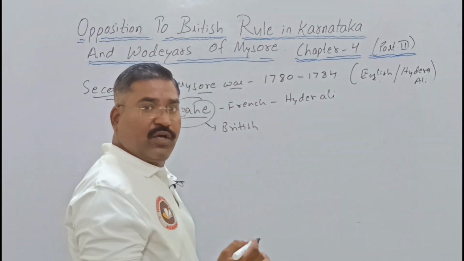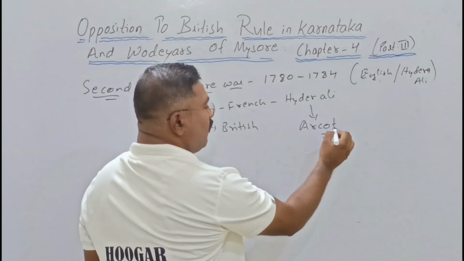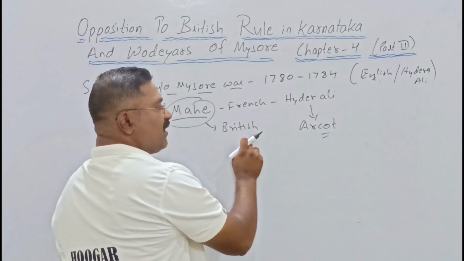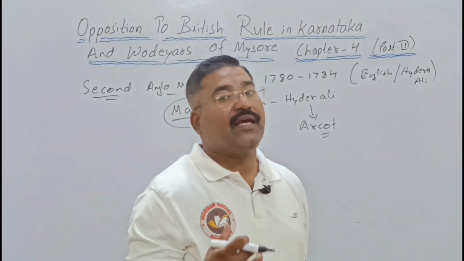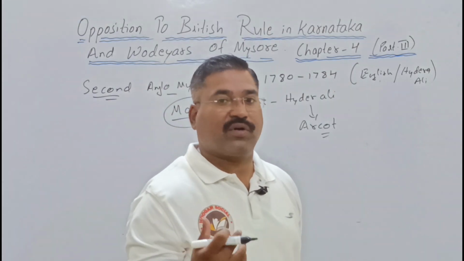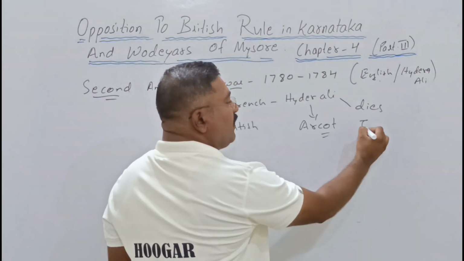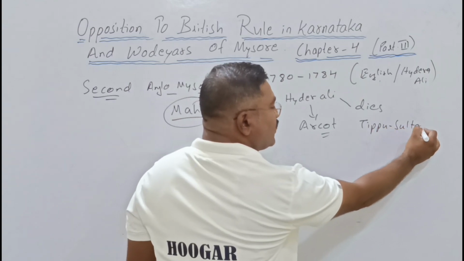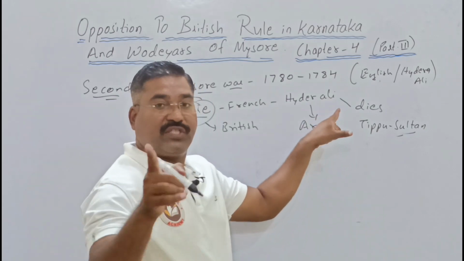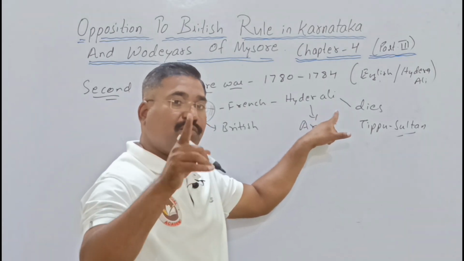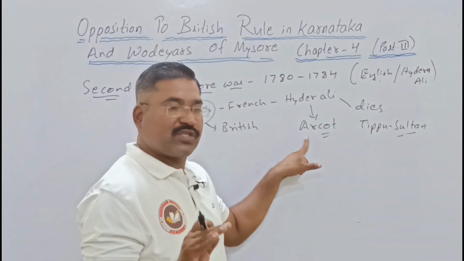Hyder Ali was fighting at the place called Arcot against the British. But due to a boil on his back, he was unlucky, and in the middle of the war itself, Hyder Ali dies. As he dies, Tipu Sultan comes to power as the Sultan of Mysore. So in the mid of the Second Anglo-Mysore War, Hyder Ali died while fighting at Arcot.